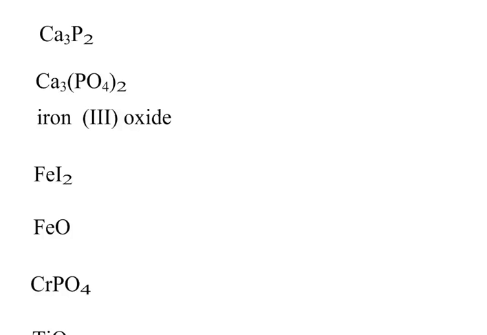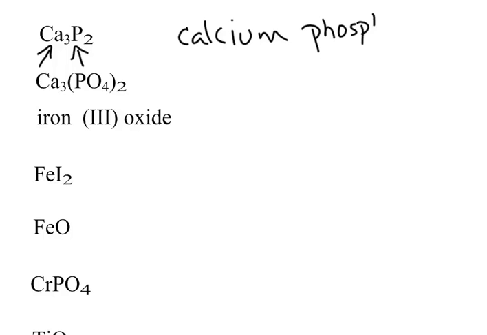Alright, so looking at the examples that I have here, we see the top one that we have two elements here, calcium and phosphorus. So that one is simply named as we've done previously. There's the metal, calcium, and of course phosphorus becomes phosphide in the name. That's fairly straightforward.